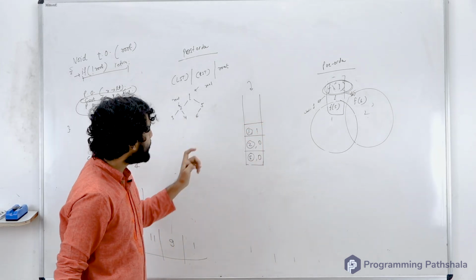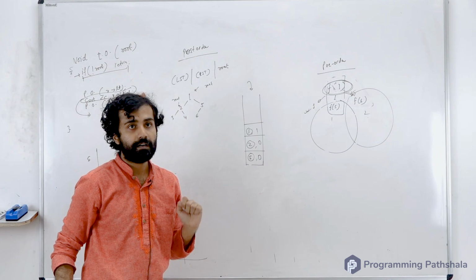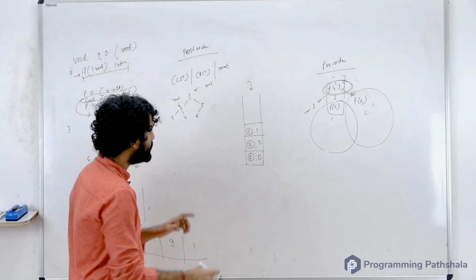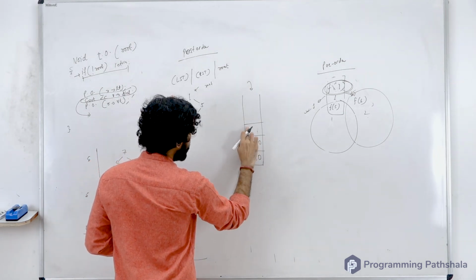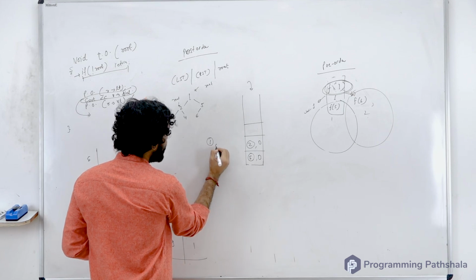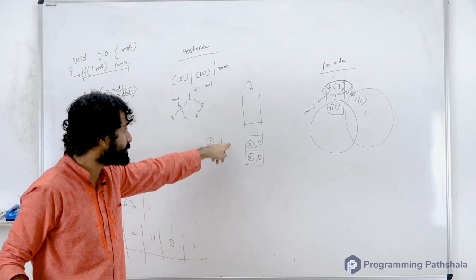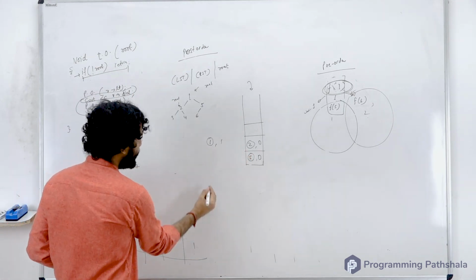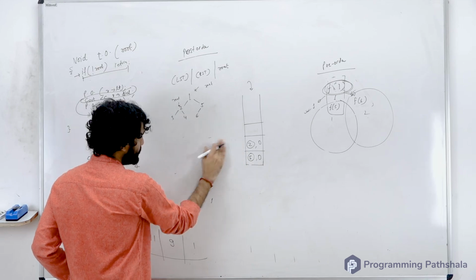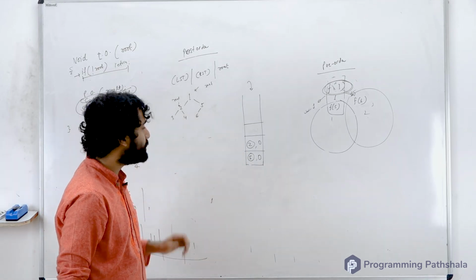Okay, again you will get to know the top of the stack. What will be the top of the stack? 1. So take it out. When you take it out, you see that its flag is 1. If its flag is 1, that means children are already there. So just print it and get rid of it. That's it. So this was my first iteration.